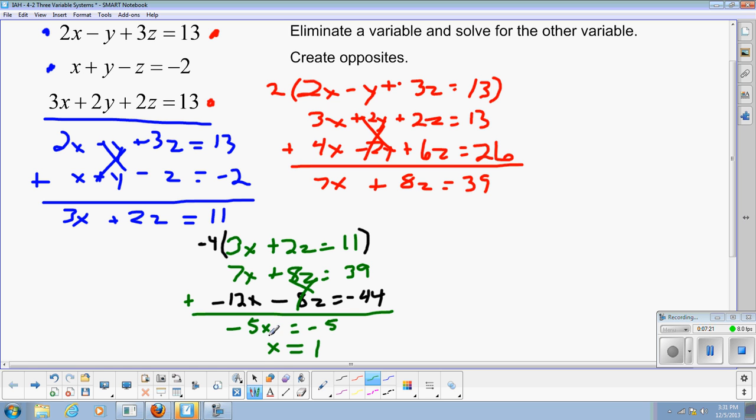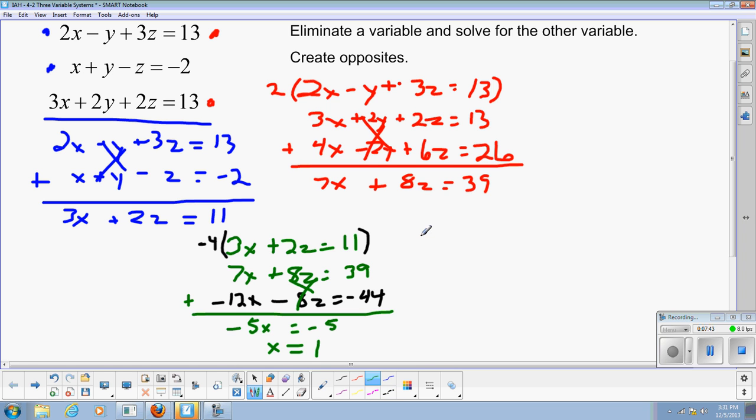Since I have an answer for x, I have a two-variable system containing just x and z right here. I'm going to take the 1 and put it in place of one of the x's in one of these equations. It doesn't matter which one of these two from the original two-variable system, I'll get the answer I need in the end. So I'm going to use the top equation.